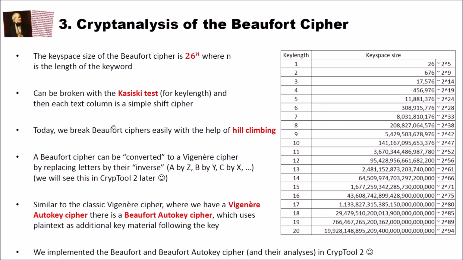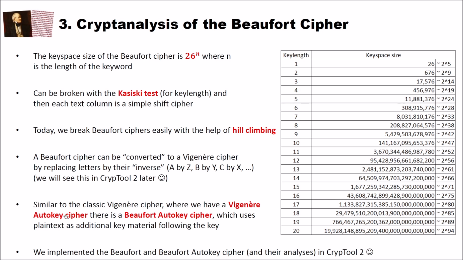And as I said, today we can easily break Vigenère but also Beaufort ciphers using hill climbing, for instance with CrypTool 2. And a Beaufort cipher can also be converted to a Vigenère cipher by replacing letters by their inverse letters. What does that mean? It means that you replace an A by a Z, a B by a Y, a C by an X, and so on and so forth. And when you do this, you can analyze the Beaufort cipher as if it is a Vigenère cipher. In fact, you just changed it to a Vigenère cipher. We will see how this works later in the CrypTool 2 part of this video.